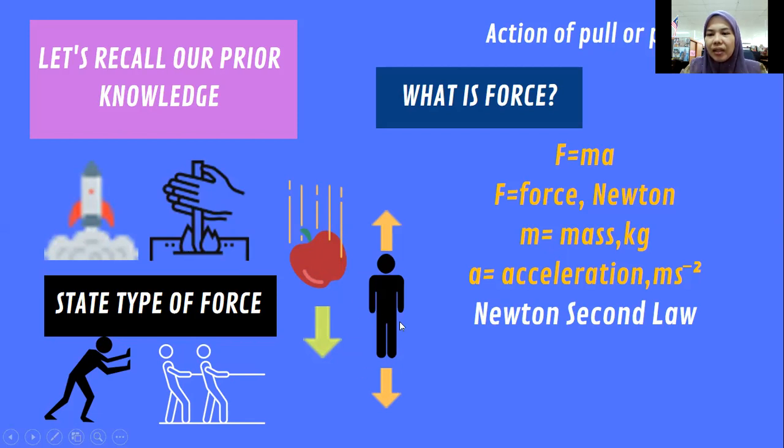And a person standing: the forces acting on this person are an upward force and a downward force. The upward force we call reaction, and the downward force we call weight. The same goes for our apple, which also has weight, or gravitational force. We have another situation here: a person trying to pull a rope, and another person trying to push something. All of these situations involve forces.